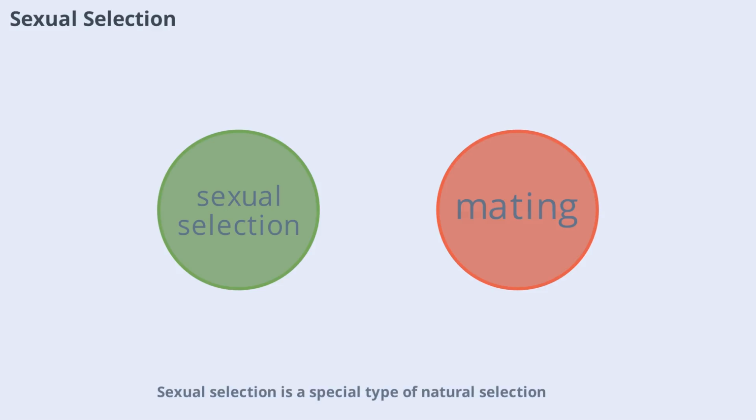Sexual selection is a special type of natural selection where traits that help individuals attract mates become more common. For example, the bright feathers of a peacock or the elaborate songs of some birds are used to impress potential partners. While these traits may not help survival, they increase reproductive success.